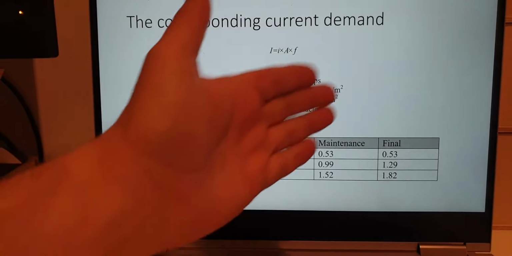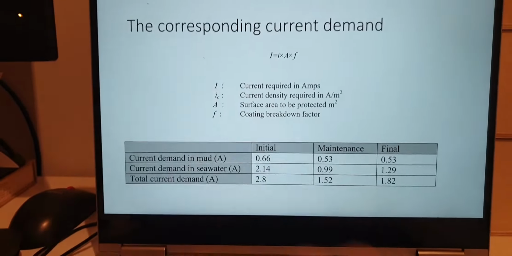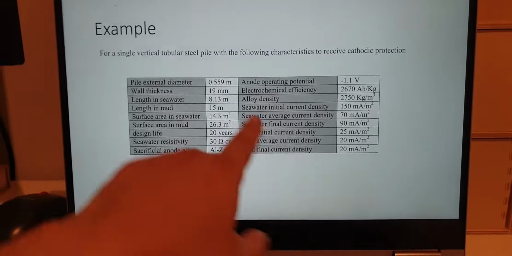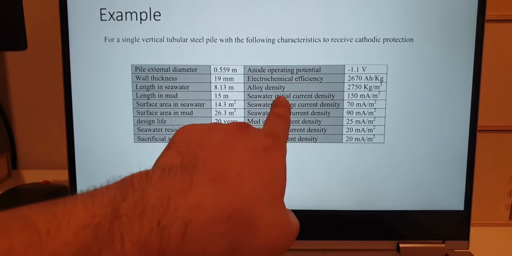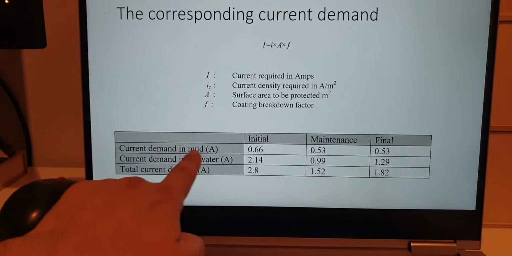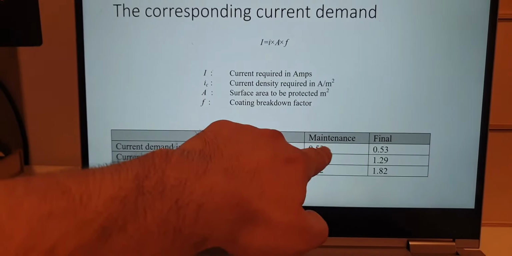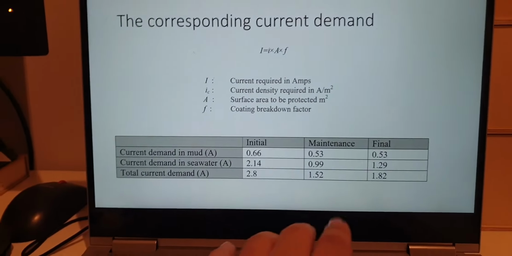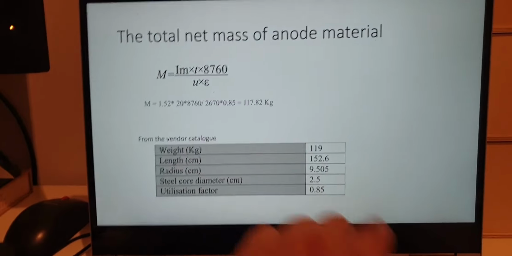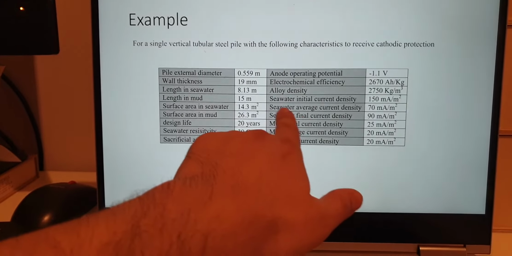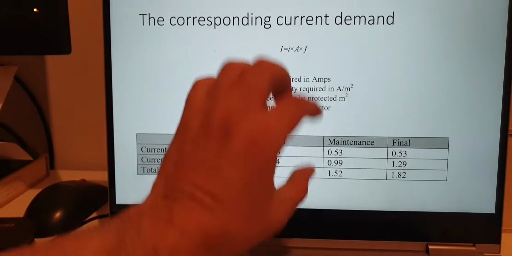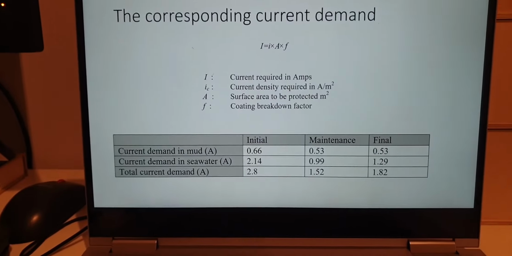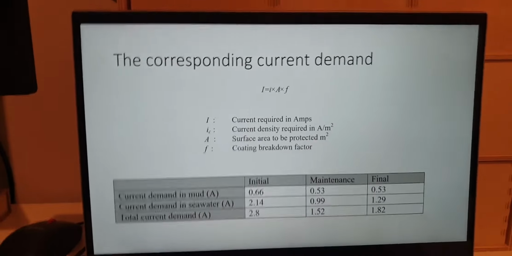You have the initial, maintenance, which is the average number. So I will go back, and the average number is the seawater average, seawater initial. And then we have current demand in mud, initial, maintenance or average, and final. So seawater initial, seawater average, seawater final, and the same there. So you will take the numbers there, and then you will give me that. And you will basically need to know, because it's a conversion and how these things will be utilized there.